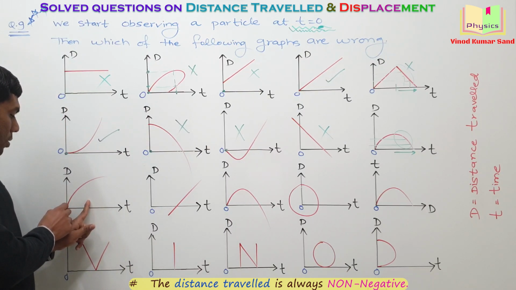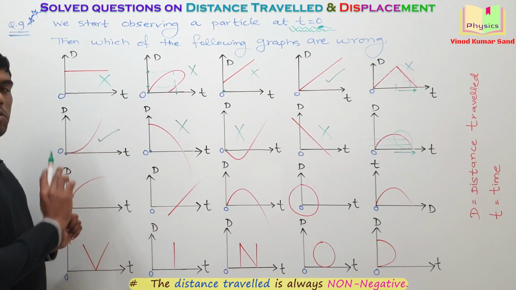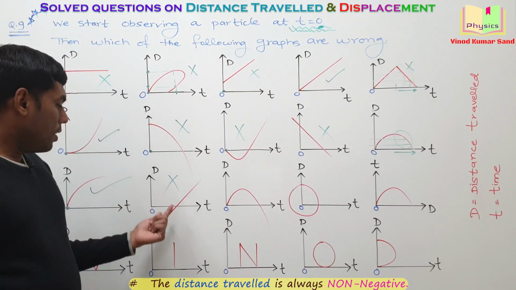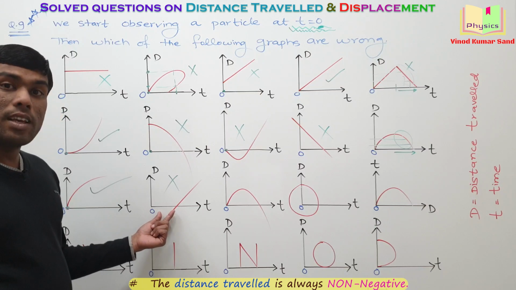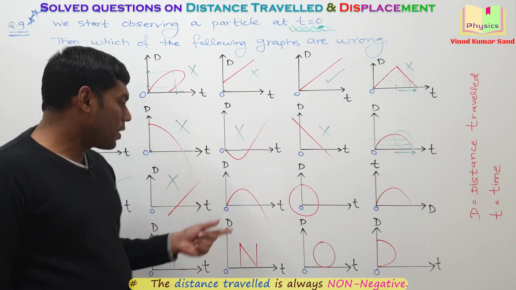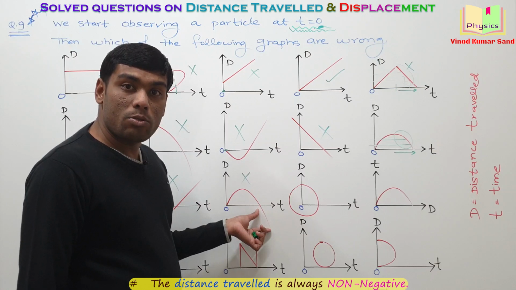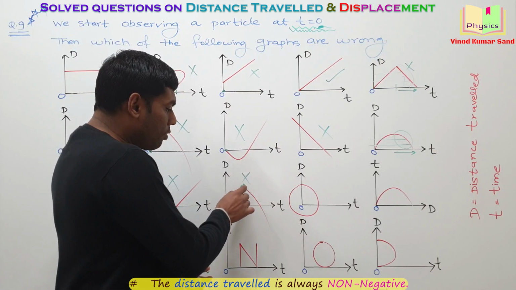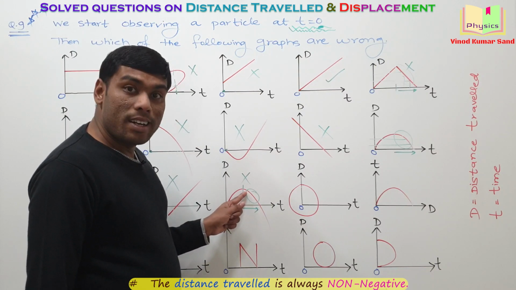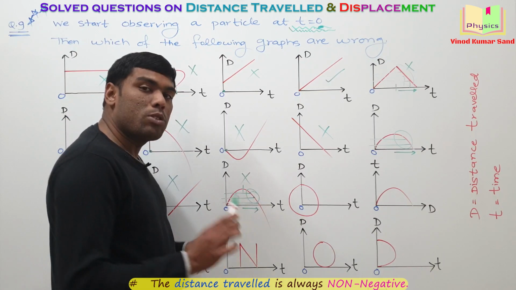Moving to the next graph. Here, t is equal to 0, the distance traveled is 0. Then it increases for some time and later on the distance traveled becomes constant. This graph is perfect. This graph is wrong because here distance traveled lies in the negative side. Distance traveled can never be negative. Looking at this graph, this is also wrong. Here the distance traveled goes into the negative side, which is not possible. As well as if you look at this part of the graph, as the time is increasing, the distance traveled is decreasing. Continuously the data for distance traveled is decreasing in this part, which is also wrong.